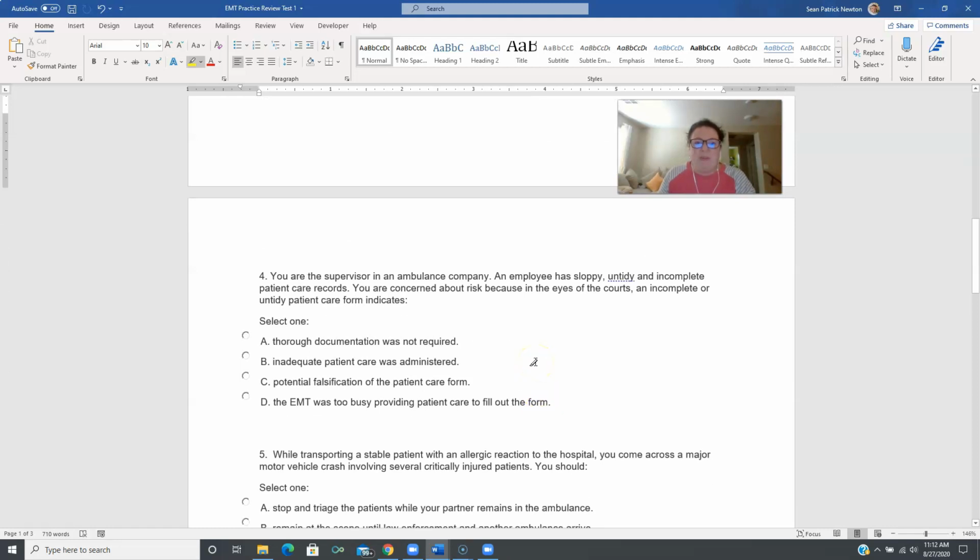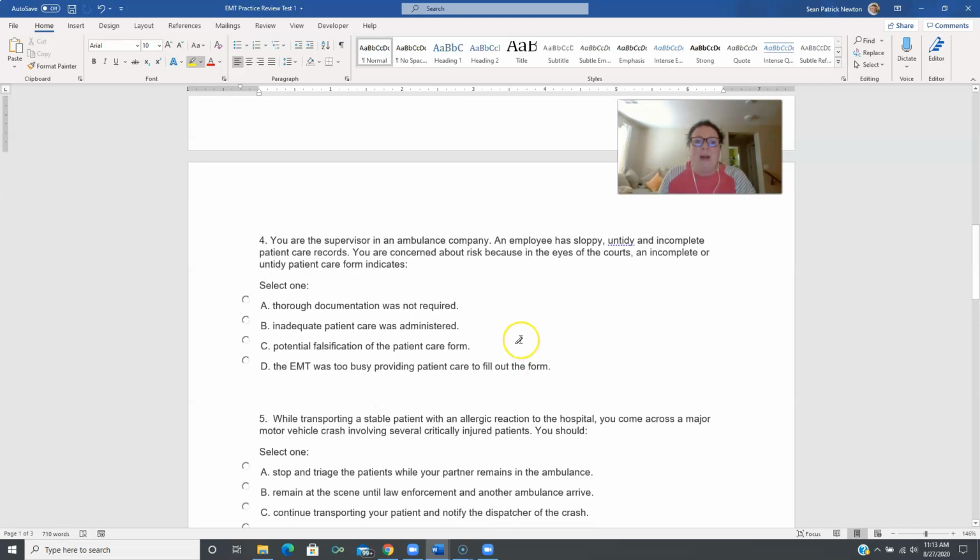Okay, number 4. You're the supervisor in an ambulance company. The employee has sloppy, untidy, and incomplete patient care records. You're concerned about a risk because, in the eyes of the court, an incomplete or untidy patient care form indicates: A, thorough documentation was not required. So here's the keyword: required. Whether you document neatly or illegibly doesn't change what is actually required of you in the standards of care or your scope of practice. So that's not a good answer because of that word.